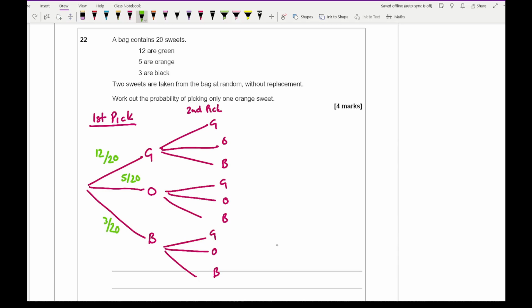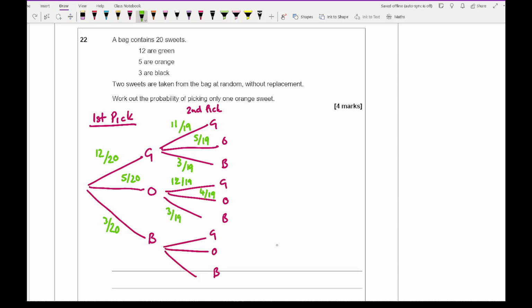And then with the replacement on the second pick, I'm only going to have 19 sweets. So then I've already picked a green one, so that's going to be 11. I've still got all the orange ones left, so that's going to be 5 out of 19. Then I've still got all the black ones, so that's going to be 3 over 19. Then moving on to when I pick an orange one. Green, I've got all of them, so that's going to be 12 over 19. Orange, I've already picked one, so that's going to be 4 over 19. Orange and black, still got all black ones, so that's going to be 3 over 19.